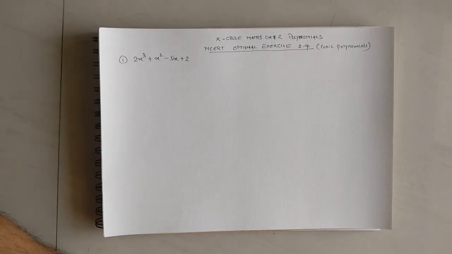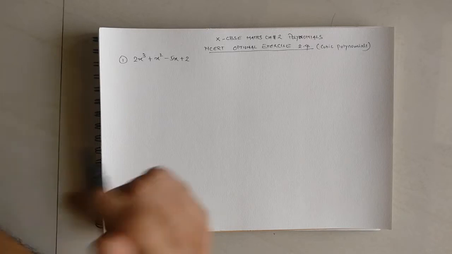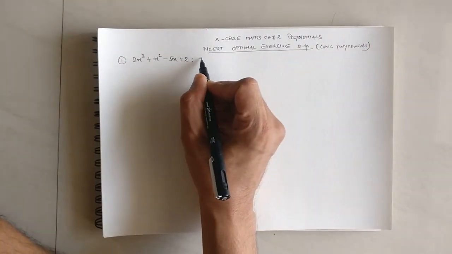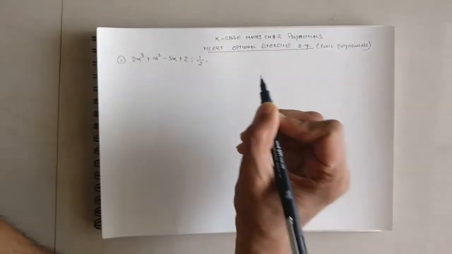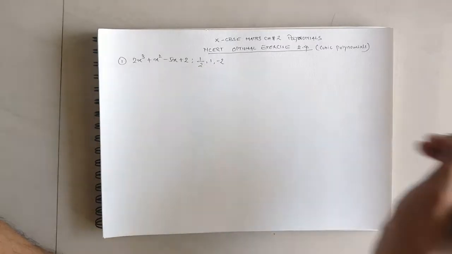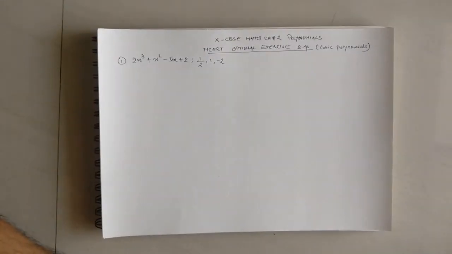You have to verify that the numbers given alongside. So in the question you will find there are some numbers given alongside, 1 by 2 comma 1 comma minus 2. You have to verify that these numbers which are given alongside are the zeros of this particular cubic polynomial, and also you have to verify the relationship between the zeros and the coefficients of this given polynomial. So let's see how to do it.